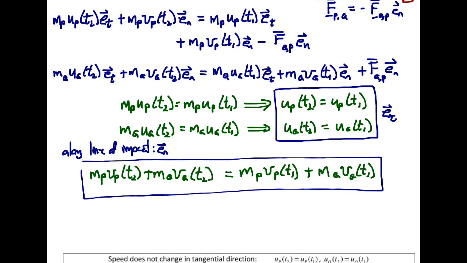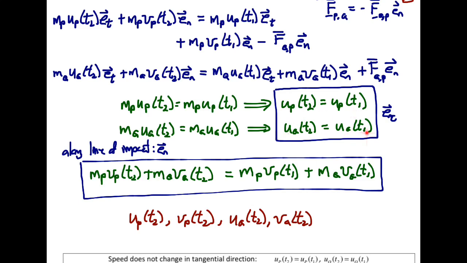And so in summary, what's happened here is that if we know the speeds of the masses at time 1, this is in the collision frame, but not at time 2, then we have 4 unknowns that we're dealing with. We need to figure out what U sub P at time 2 is, V sub P at time 2, and then U sub Q at time 2, and V sub Q at time 2.